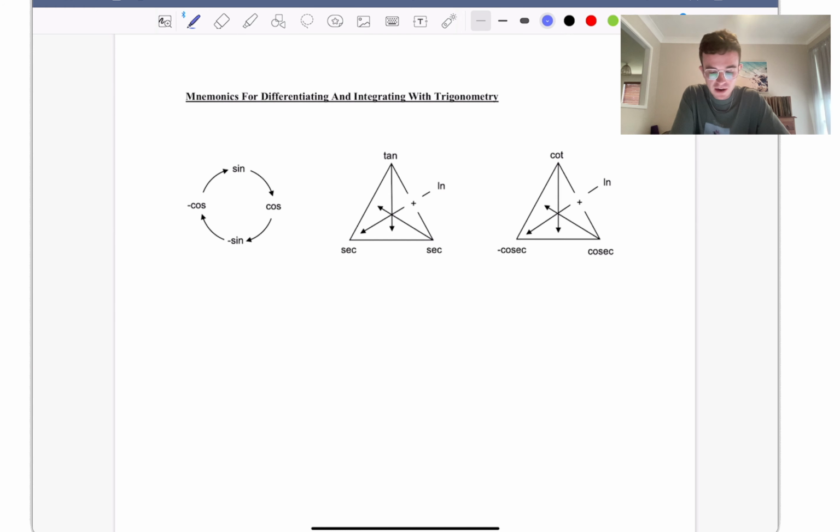A little mnemonic that I came across in one of the textbooks are these three things of how to integrate and differentiate different trigonometric functions. So this one here, for example, says if we differentiate sine, we get cos. This one here, if we differentiate tan, we get sec squared, sec times sec. This one, differentiate sec, you get sec x tan x. And if you differentiate ln of tan x plus sec x, you get sec x.